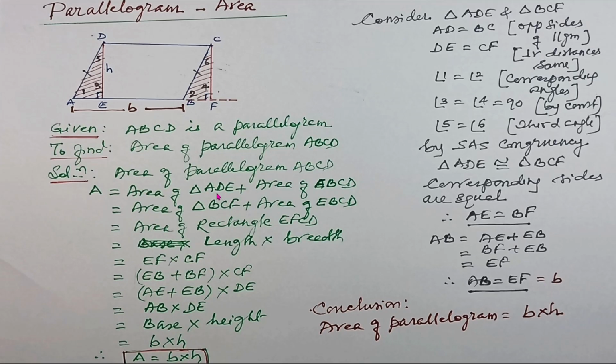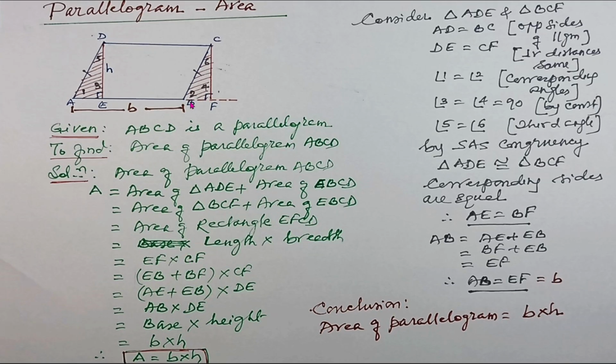Therefore, I can replace triangle ADE by triangle BCF. Therefore, area of parallelogram will be equal to area of triangle BCF plus area of trapezium EBCD. That means area EBCD plus BCF becomes the area of the rectangle EFCD. And area of a rectangle, as we know, is the product of the length of the rectangle into its breadth. Therefore, it is EF into CF.